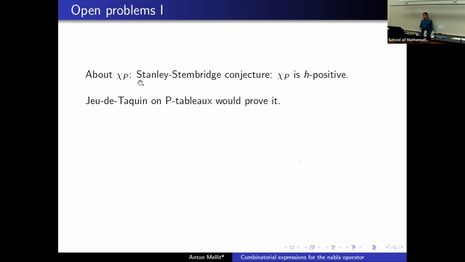So there are some ideas. I think really these P-tableaux should be studied more. Some sort of Jeu de taquin on P-tableaux would prove this conjecture. And this is somehow well known. People tried to construct it, but failed. So maybe it's not possible. Maybe it should be some other kind of jeu de taquin.